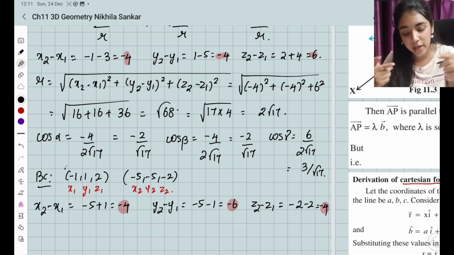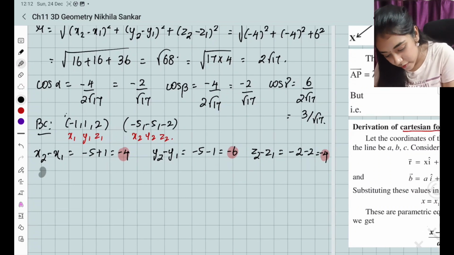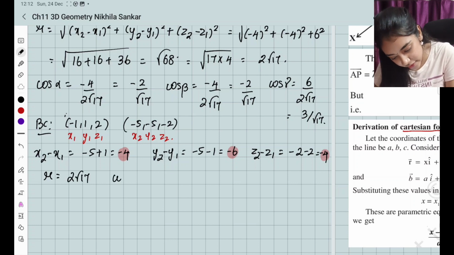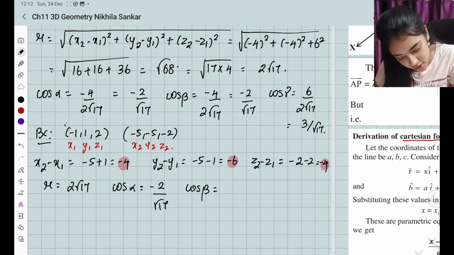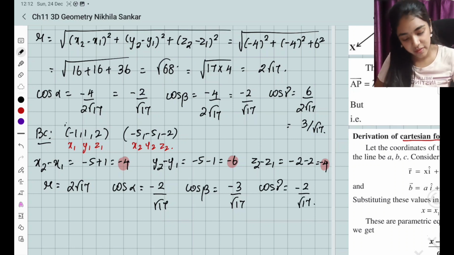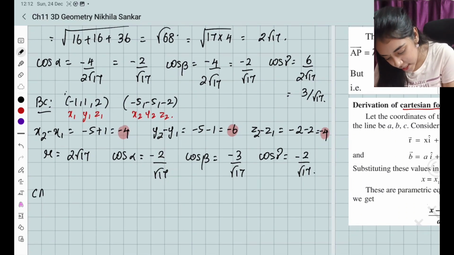Negative value இருந்தாலும் square பண்ணும்போது it again becomes positive. So, I found that my r value is again going to be 2 root 17. And now my cos alpha is going to be again the same thing. So, minus 4 divided by 2 root 17, which is minus 2 divided by root 17. Then cos beta is going to be minus 6 in the case. So, this is going to be minus 3 divided by root 17. And cos gamma is going to be minus 2 divided by root 17. புரியுதா? x2 minus x1 divided by r. இதுதான் பண்றேன். Now, again for the side CA.